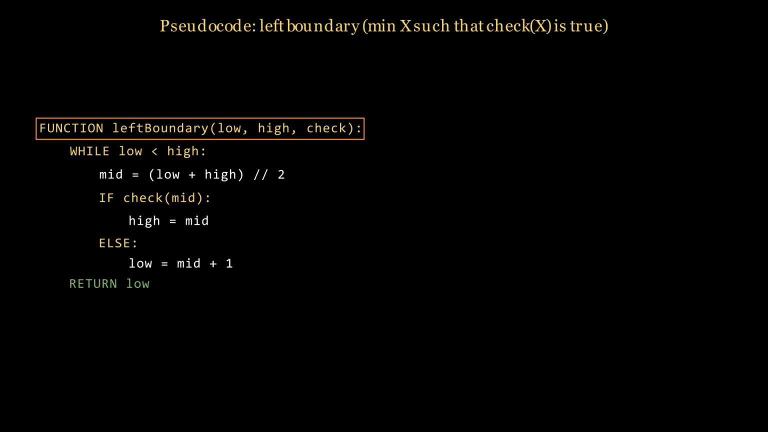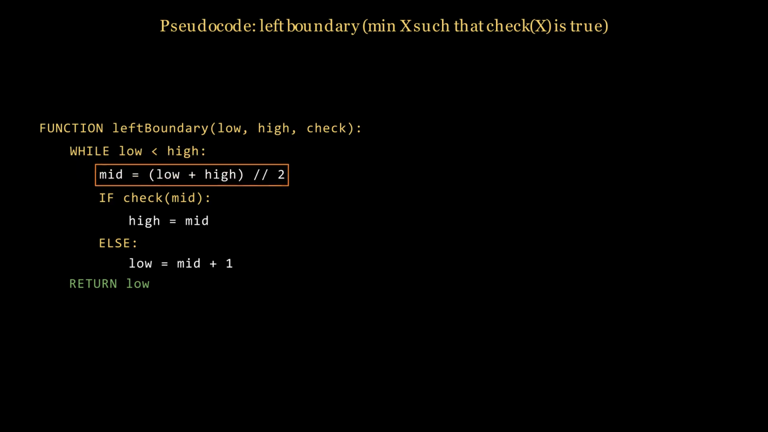Pseudocode for the left boundary, the minimum x such that check of x is true. We maintain low and high, each iteration we take mid, run the check, and shrink the range. Function left boundary of low, high, and the check predicate. While low is less than high, we haven't found the boundary yet. Mid is the floor of low plus high over 2.